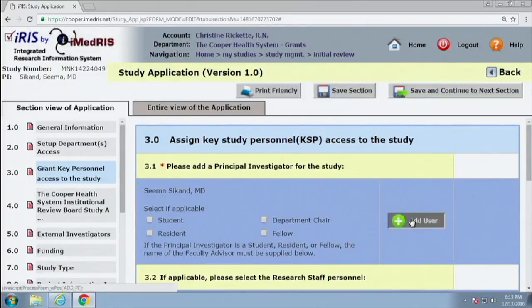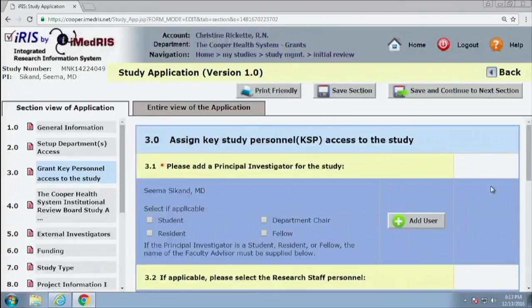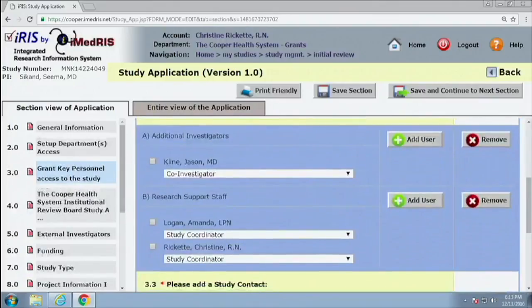I had already populated this, but if you're going to add the PI, you just, again, click the Add User. Let me go back. You do the same thing for adding co-investigators. It will be anybody who's going to participate in the research or look at the data or have access to the data, as well as performing any study-related procedures. They need to be listed here.